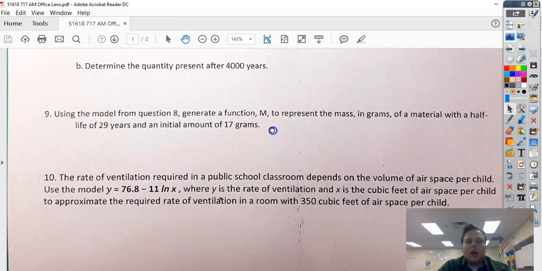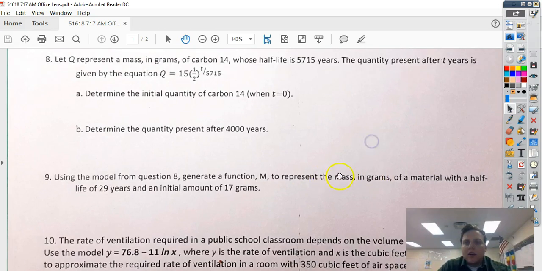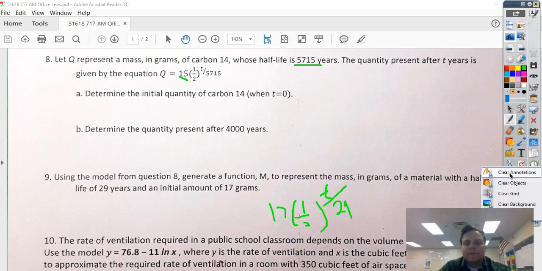Number 9. Using the model from question 8, generate a new function m to represent the mass in grams of the material with a half-life of 29 years and initial mass 17. Guys, all I want you to do is, their half-life is 5715. I want a new function where my half-life is just 29. Their initial amount was 15. I want a new function where 17 is the initial amount. So you could just say 17 times 1/2 to the t divided by 29. Bam, that's all she wrote. Okay? Next problem.